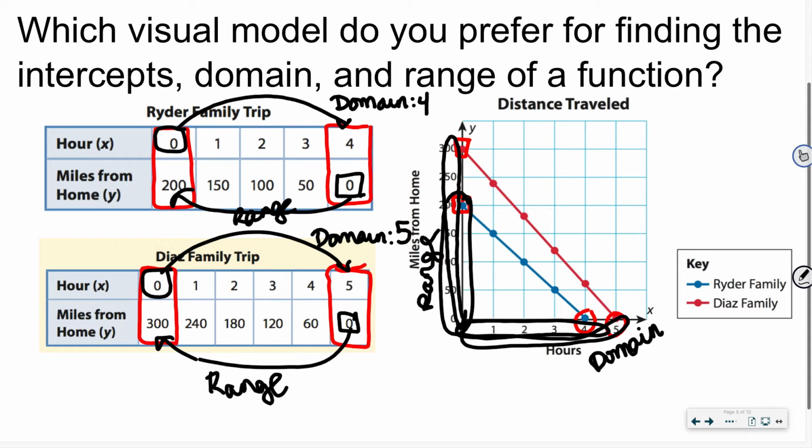Completely your preference, but which do we prefer to find the domain, the range, the x-intercept, the y-intercept? Do we prefer the table or the graph? Table. Okay, table. Some prefer the graph, right? It depends. What could the issue be with a table? If I need to find the domain or the range specifically, because you don't always have all the values. Every value might not be there.